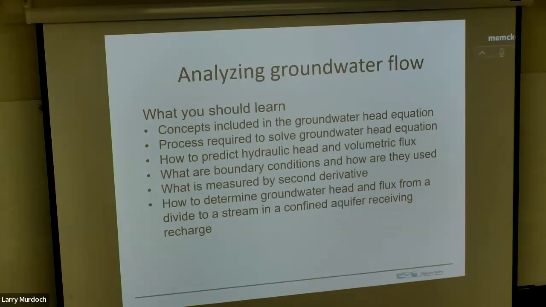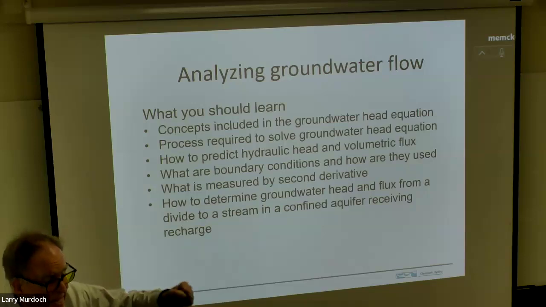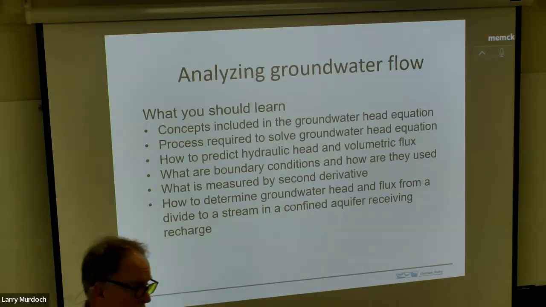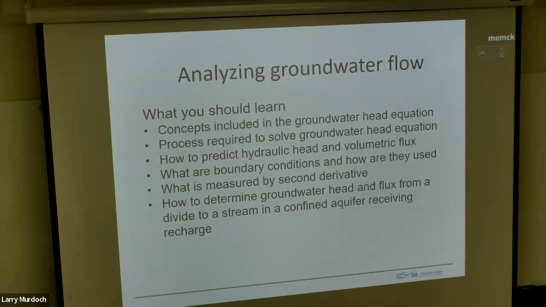What I want to do today is take the next step in learning how to simulate groundwater flow. And we'll do that by putting together the concepts that we've been looking at so far. And we'll use those concepts to develop an equation that we say will govern the hydraulic head distribution within an aquifer. And we'll solve that equation, and that'll give us a way to describe the distribution of the hydraulic head.